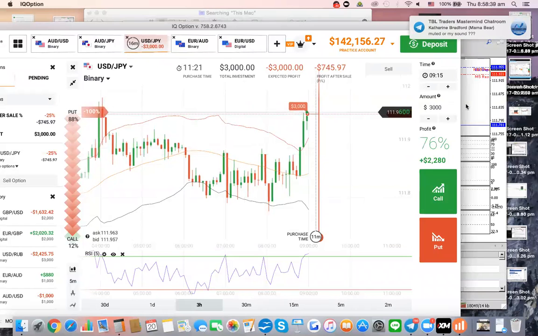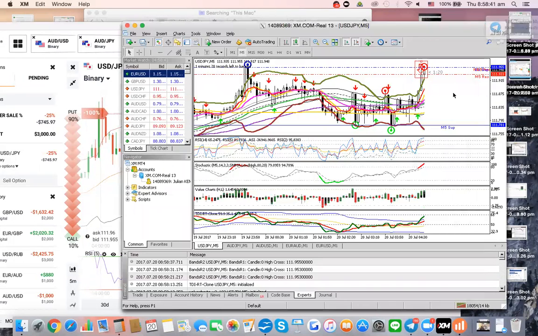Oh yes, sorry, I was muted. So I was saying that to go up the time frames, find something. In this case, yes, we have a setup on a USD JPY M5.